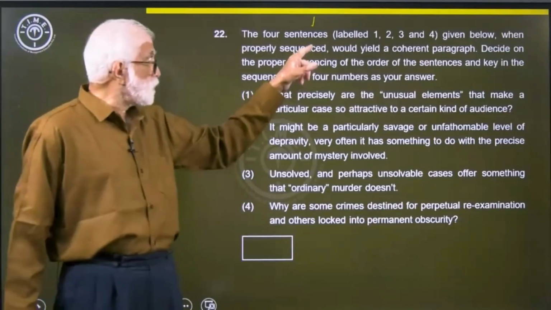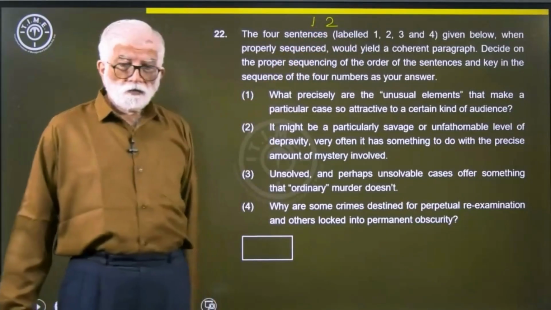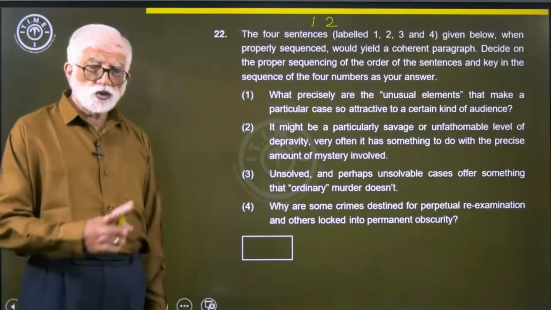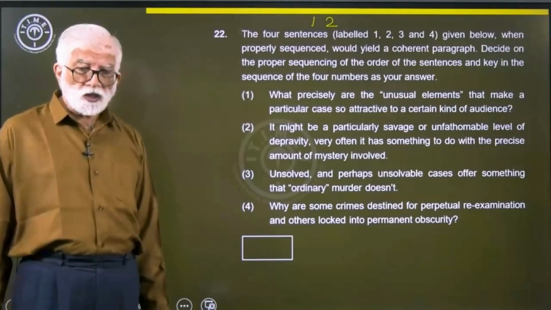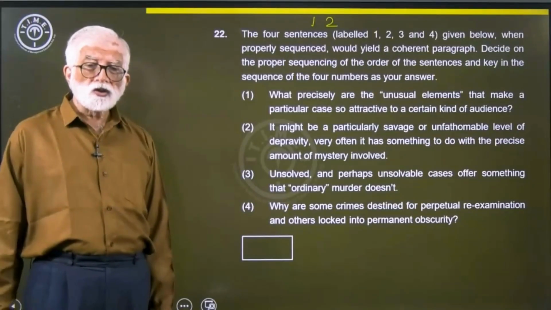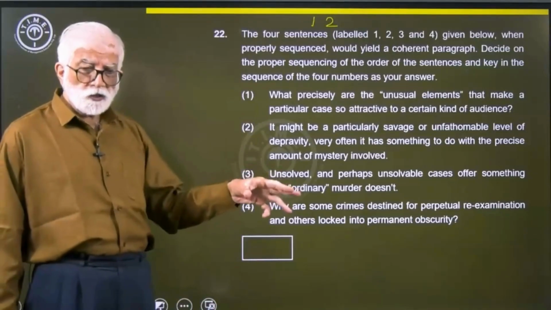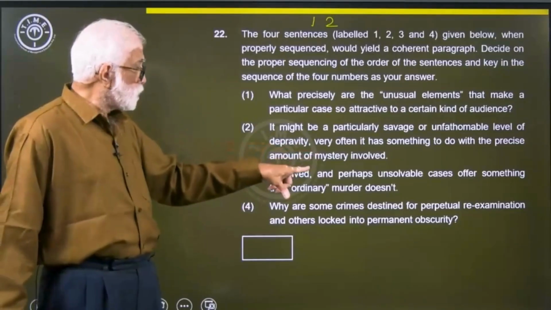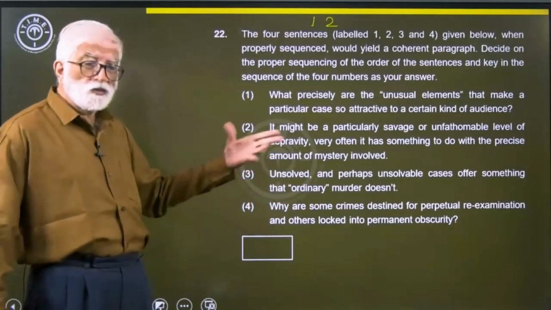So, 2 is definitely going to come after some question. Is there any question other than 1? Let us just see. But if there is no question other than 1, then it could actually be 2. 2 would actually come after 1. But unsolved and perhaps unsolvable cases offer something that ordinary murder does not. Now, if it is unsolved or perhaps unsolvable, it is why? Because there is a precise amount of mystery involved. If mystery is involved, then cases remain unsolved, and that is something that ordinary murder does not.